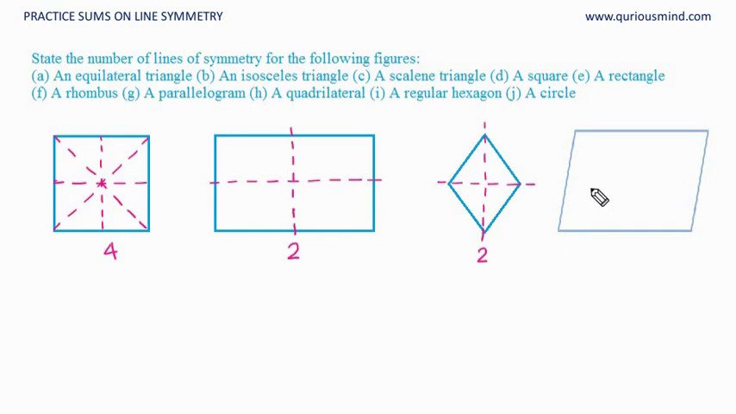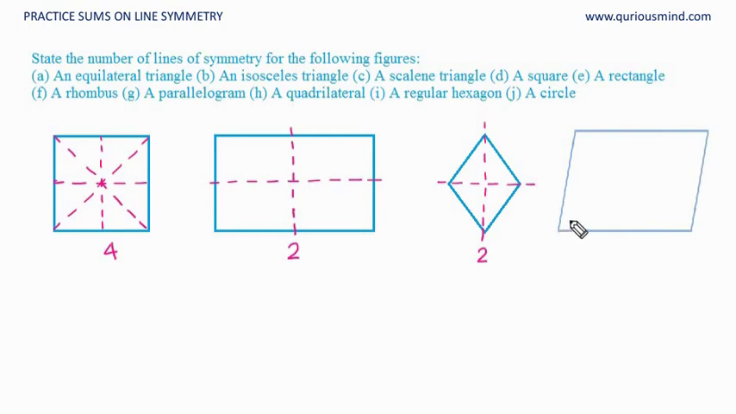Now, for parallelogram, if I join this opposite side centers like in rhombus, this angle and this angle, they are not equal. So, they will not coincide if I fold on this. Or same way, if I fold on this, these two angles are not equal. So, they will not overlap. So, lines joining the centers of opposite sides are not lines of symmetry.